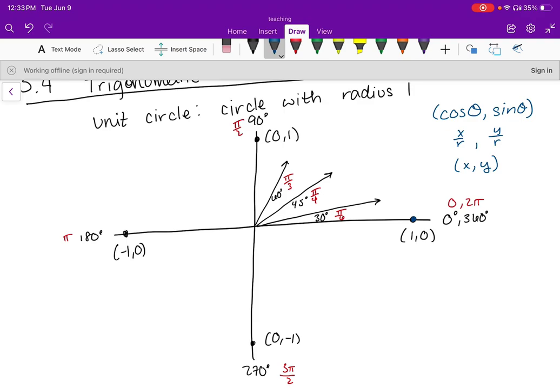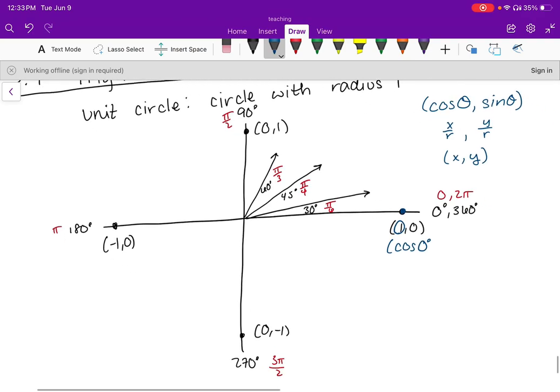So here's what that tells me. At 0 degrees, cosine of 0 degrees gives me 1. Sine of 0 degrees gives me 0. Let's say I go over to 90 degrees. So cosine of 90 degrees is 0. Sine of 90 degrees would be 1. And we could do this for every single point on the unit circle.